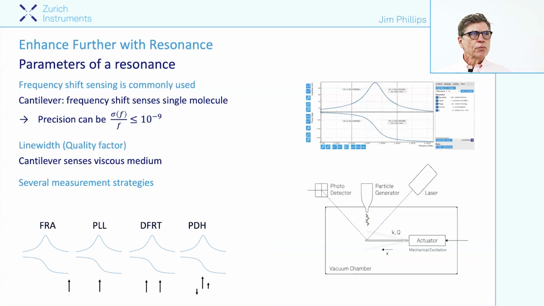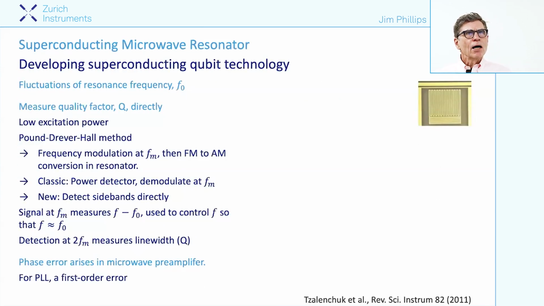There's a phase-locked loop, which measures at a single frequency. It can be put in a feedback mode, as can the other modes that we talk about here, so that when the resonator frequency changes, the oscillator follows it. Dual frequency resonance tracking uses two carriers and balances the amplitude, and Pound-Drever-Hall, which we'll talk about later, uses frequency modulation. It's this three-carrier arrangement.